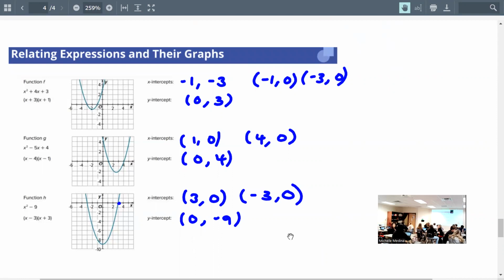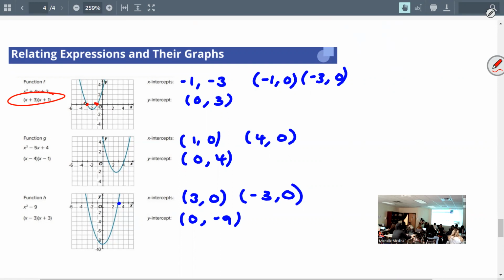Now you could also do other things, like you could write it in vertex form too. But I think this one might be easier to write in factored form because, for example, look at this one. If the x-intercepts are negative 3 and negative 1, look at its matching formula.